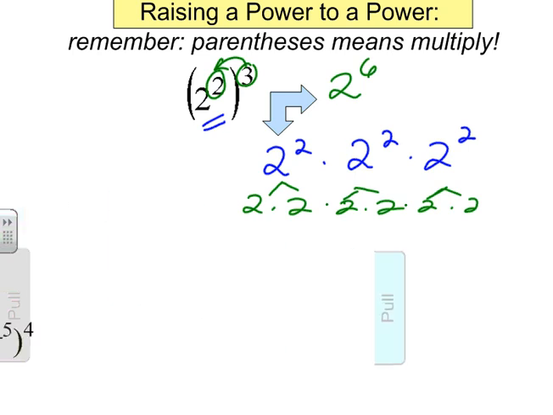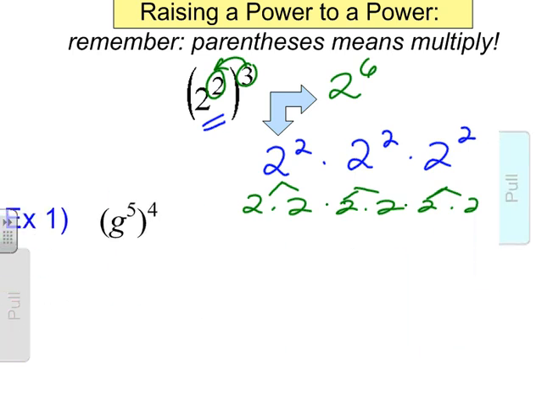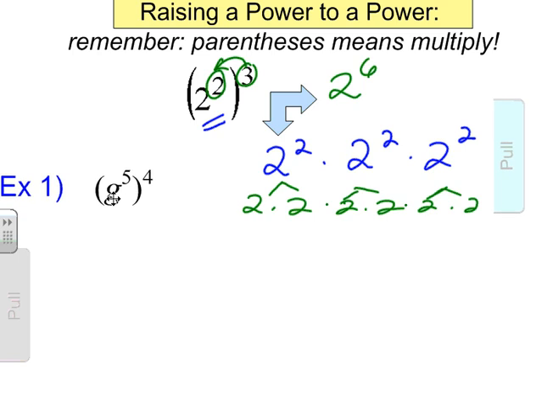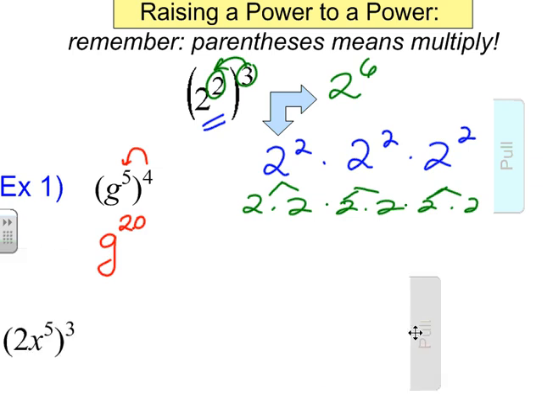So let's take a look at some more and see if we can apply this. So here I have example 1. I have g to the 5th power and the whole thing raised to the 4th power. What we would do is multiply, because we distribute that exponent of 4 to the exponent of 5, and that would give us a g with now an exponent of 20. If you can visualize that there are 4 of these, g to the 5ths, and if we added them all up, we would have 20 of them.